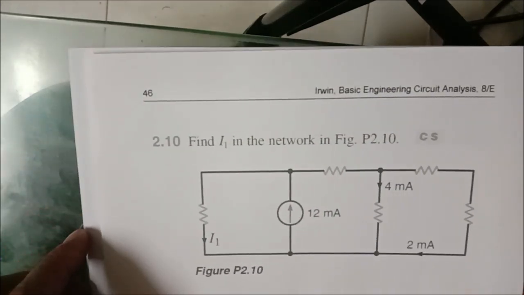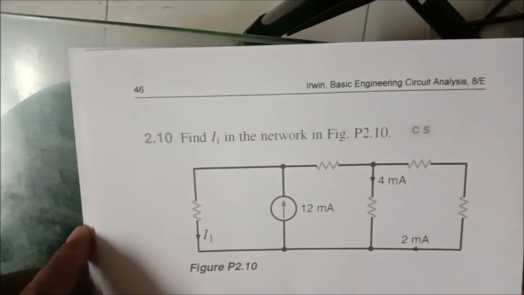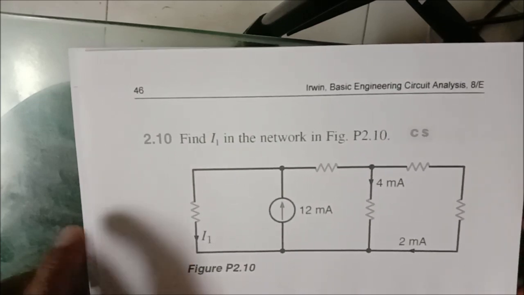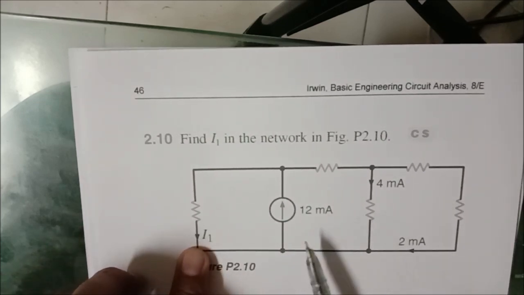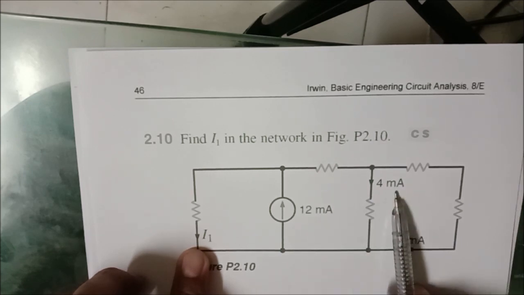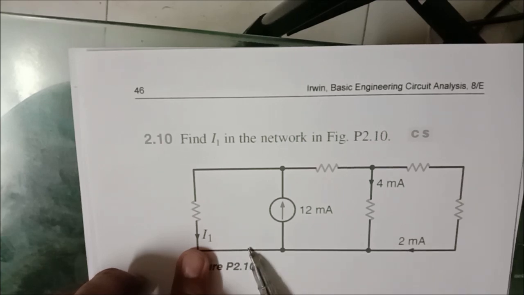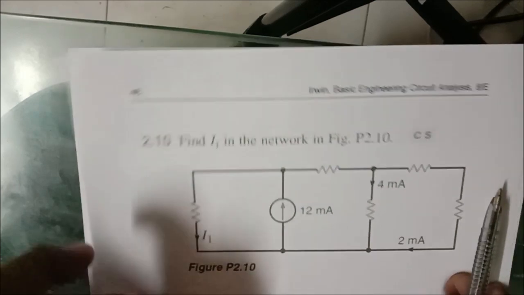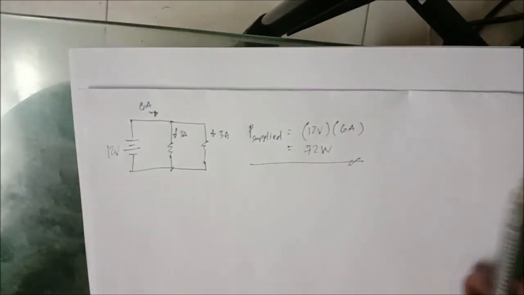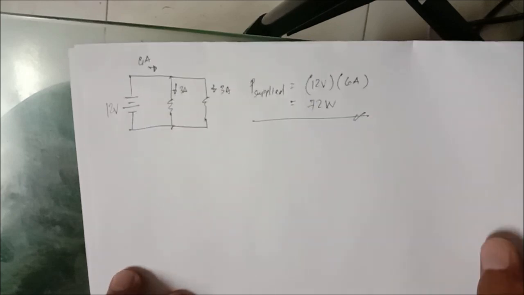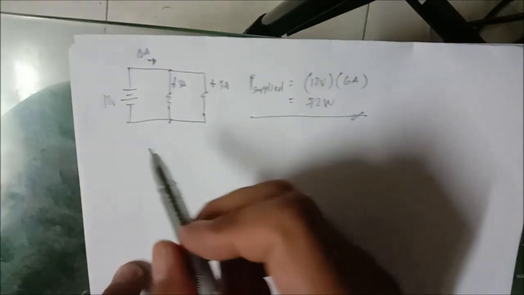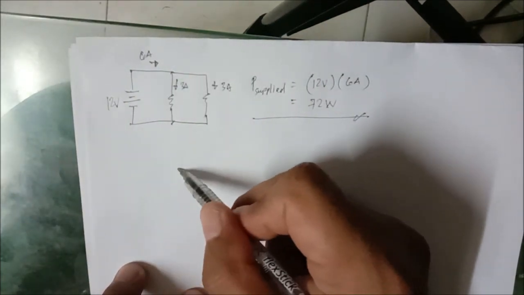Okay. Next. Find I1 in the network in figure 2.10. So, you have a 12 milliamperes dito, 4 milliamperes, 2 milliamperes. So, alamin natin si I1. Okay. Pwede pa ba tayo rito magsulat? Okay. I-redraw lang po natin ha, para makita natin.